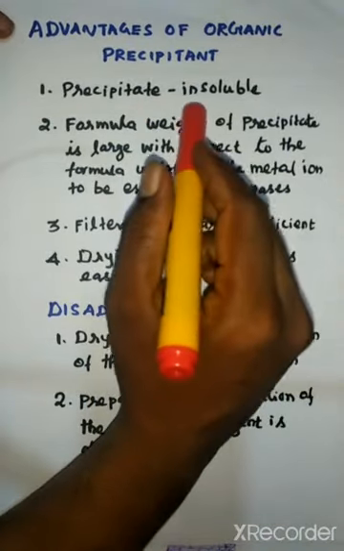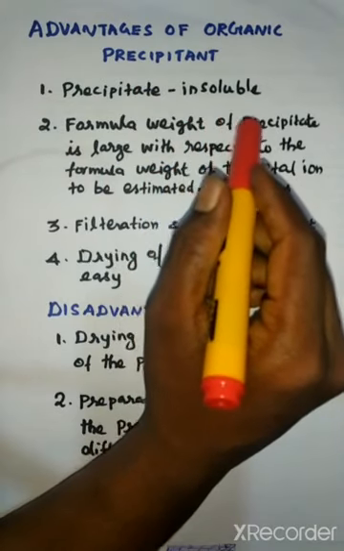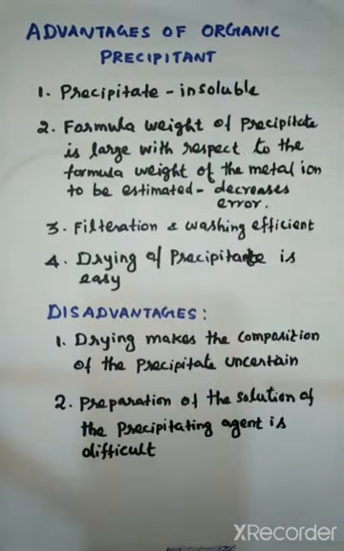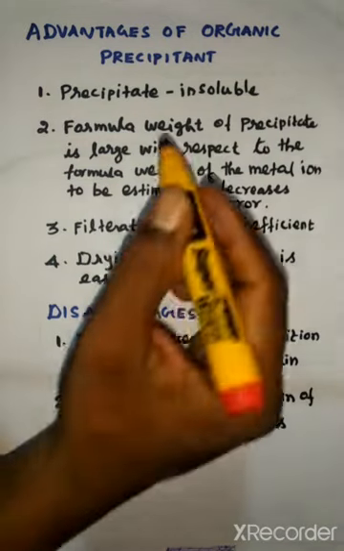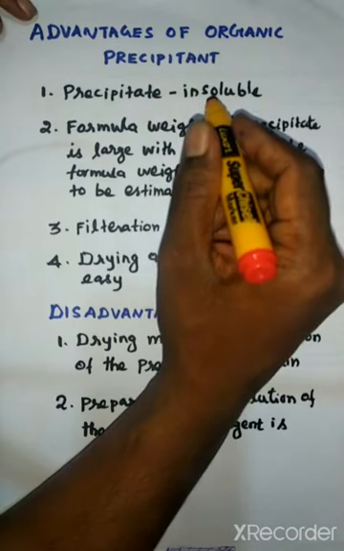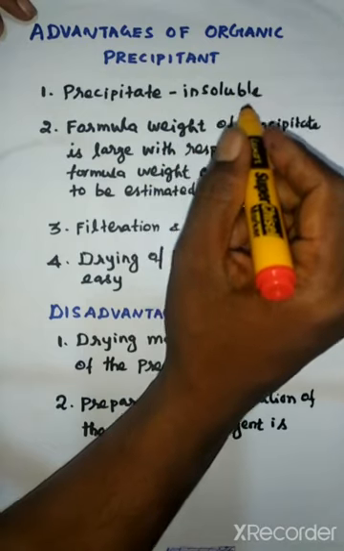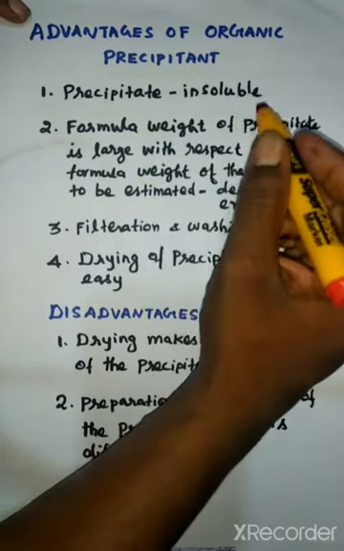1. The precipitate must be insoluble. The formed precipitate should be insoluble. If it is soluble, we could not estimate the exact amount of the substance or the ion to be estimated. So the formed precipitate should be insoluble, which means insoluble in water. So the quantitative precipitation is possible.